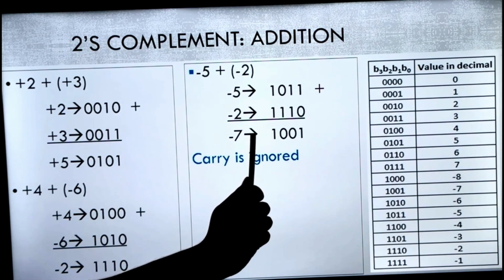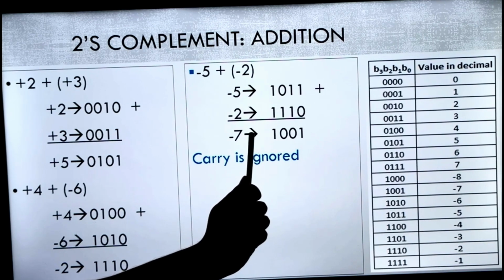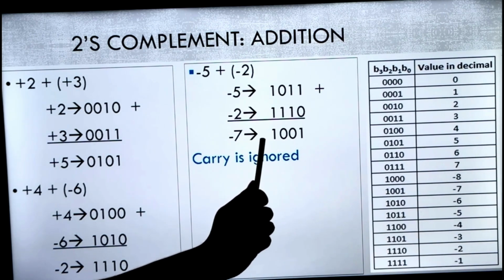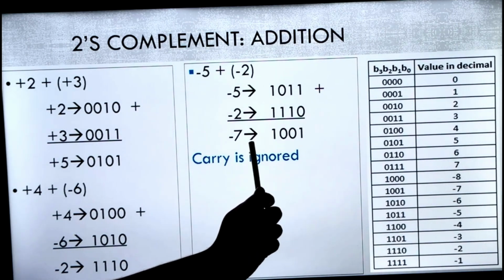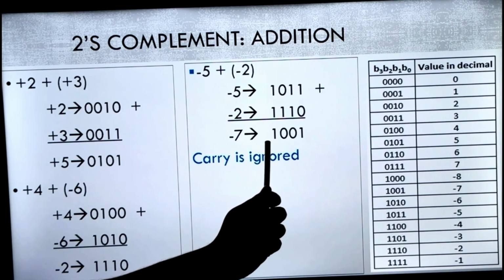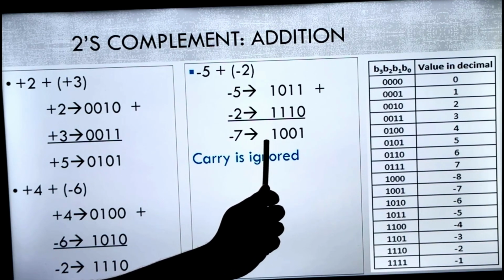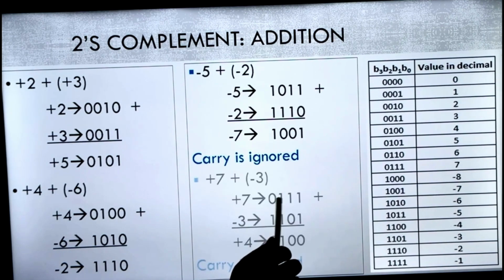Now my question is, can I ignore this carry out bit every time? No. We cannot ignore this one every time. Here I am ignoring my 1, but still I am getting the correct result. It's fine. But remember, we cannot always ignore the carry out bit. I will come to that in the next slide. So before that, one more example.